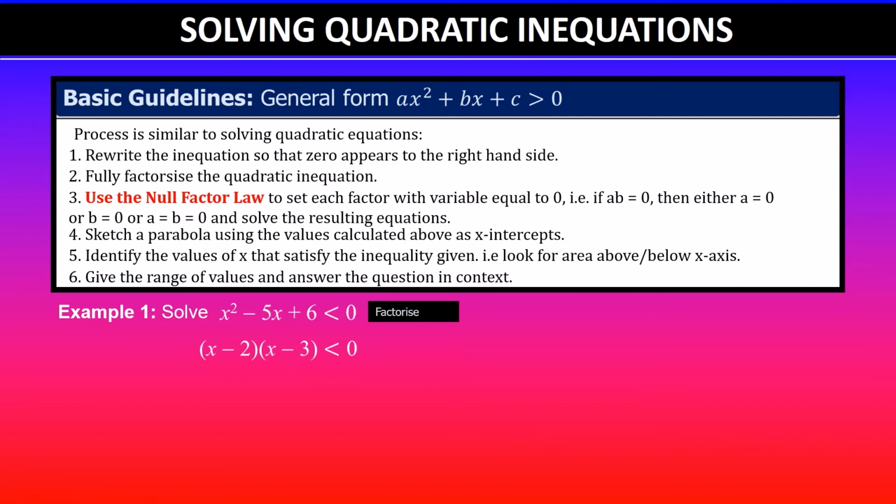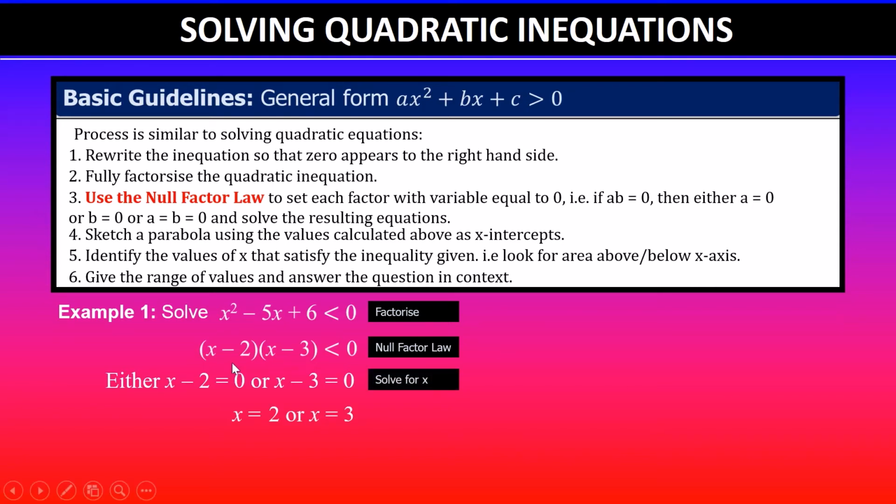So (x minus 2)(x minus 3) is less than 0, and then we'll apply null factor law, setting each equation equal to 0. So we'll say that either x minus 2 is equal to 0 or x minus 3 is equal to 0, and then we'll solve for x. Minus 2 becomes 2 on the other side, minus 3 is 3 on the other side. So I've got these two values, x is equal to 2 or x is equal to 3.